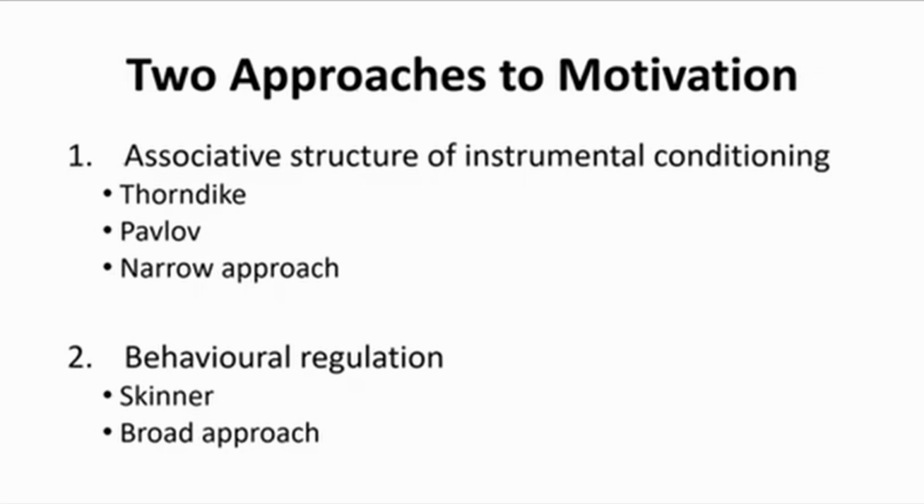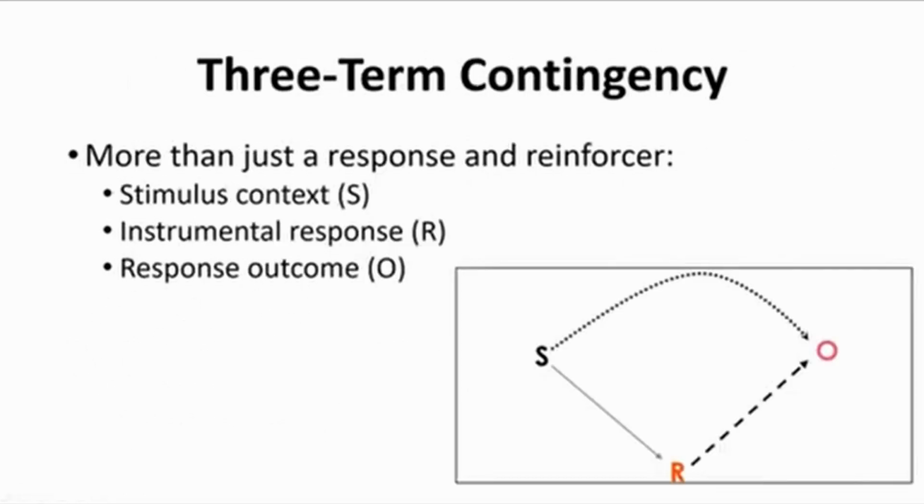This is a lot less applicable to big picture or real world applications. That's where our second set of theories comes into play, and we'll talk about that second one in the next lecture. But to get us started, we're going to talk about the three-term contingency. And this three-term contingency isn't actually specific to either of the two approaches that we're going to be talking about in this chapter. This kind of applies for both.